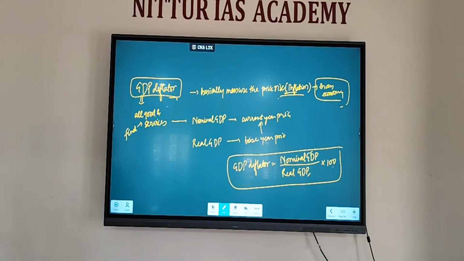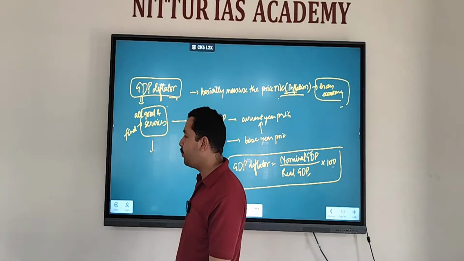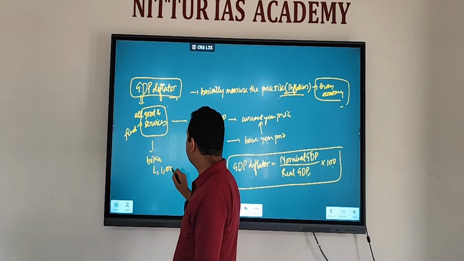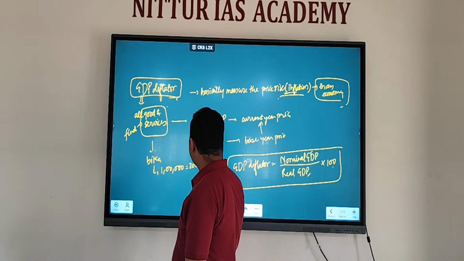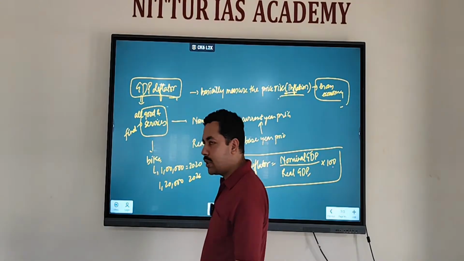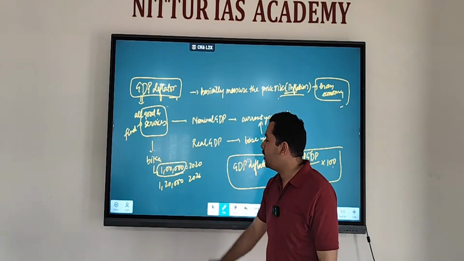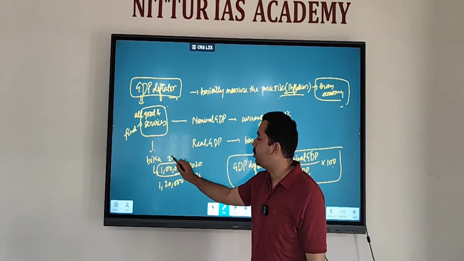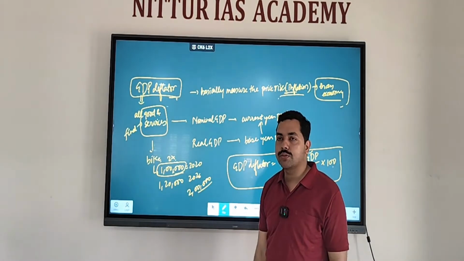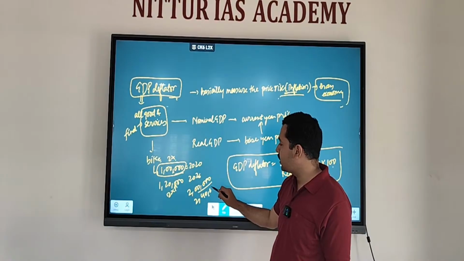Fine. Any doubt? Let's say only one good is being produced, a bike, in an economy. Let's say the bike cost 1 lakh in 2020, and now in 2026 the price has increased to 1,20,000. Let's say 2 bikes are produced. So what is going to be the GDP? 2 lakh, 2 into 1 lakh. What is the cost of 2 bikes in 2026? 2,40,000.